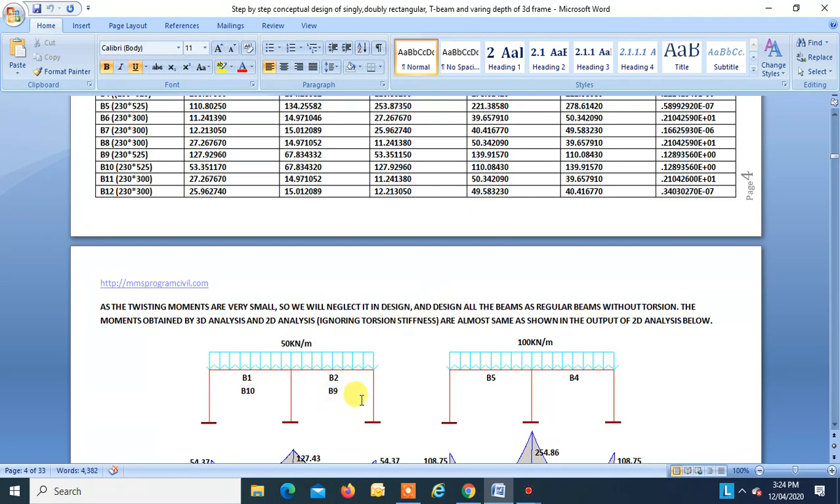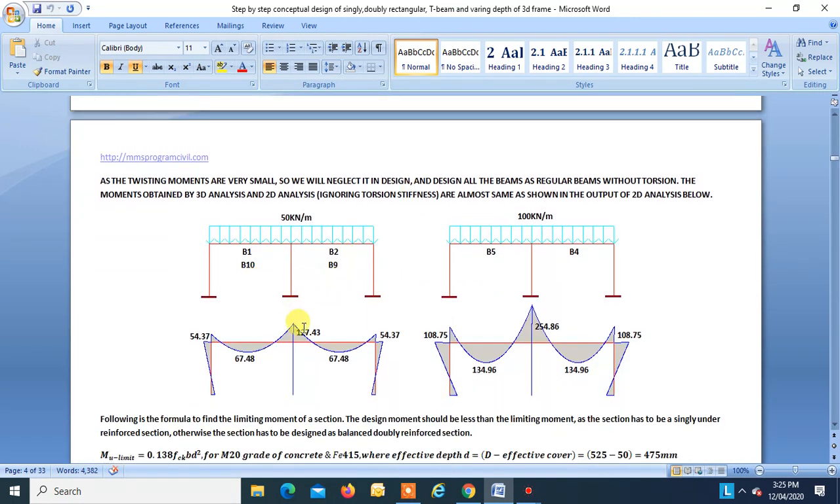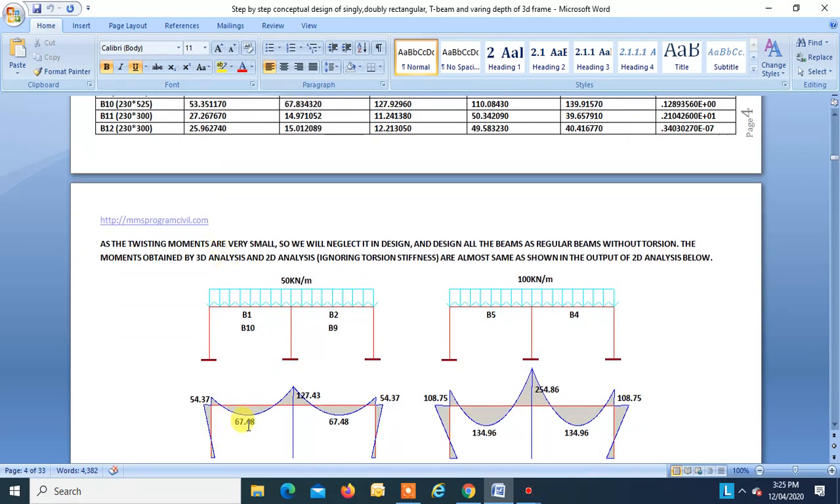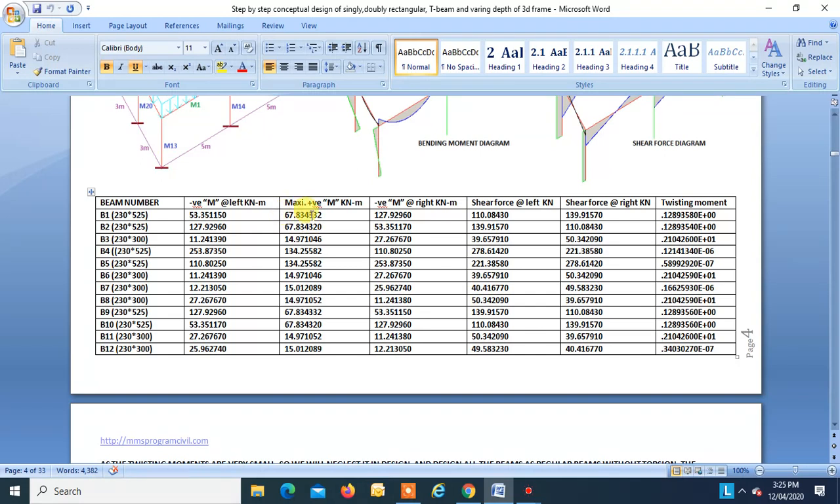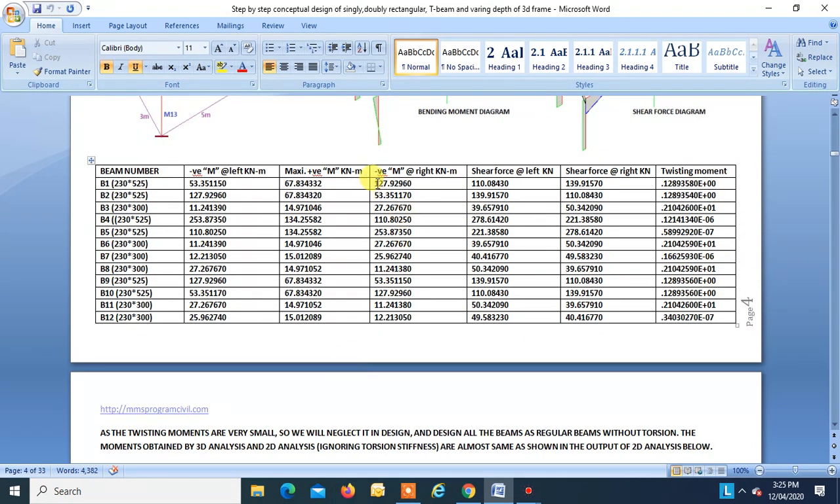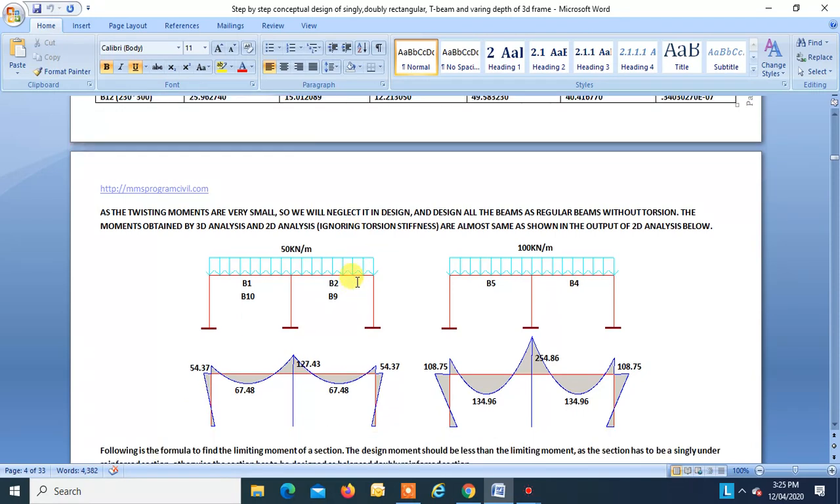Say b1, b2, this is this frame, right? The 2D analysis of this shows that the moment at the left in b1 is 54.37, here we get 53.35, at center is 67.48, here we get 67.83, and at right hand support it is 127.43, here we get 127.92, right? So the results which we obtained through 3D and 2D match very near to each other, so it is but natural that we can ignore torsion in this case.